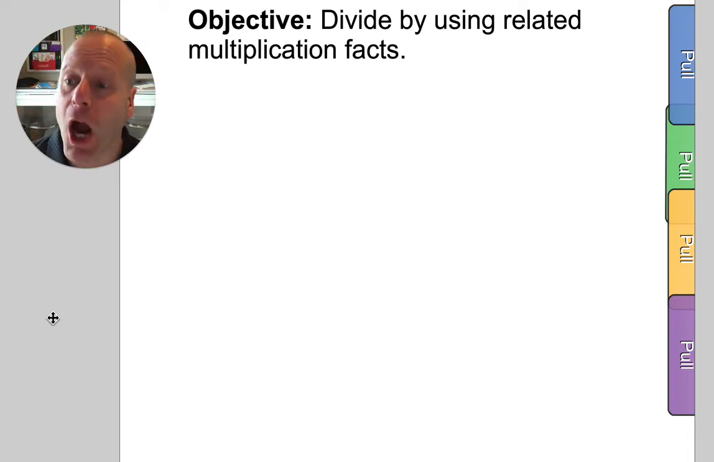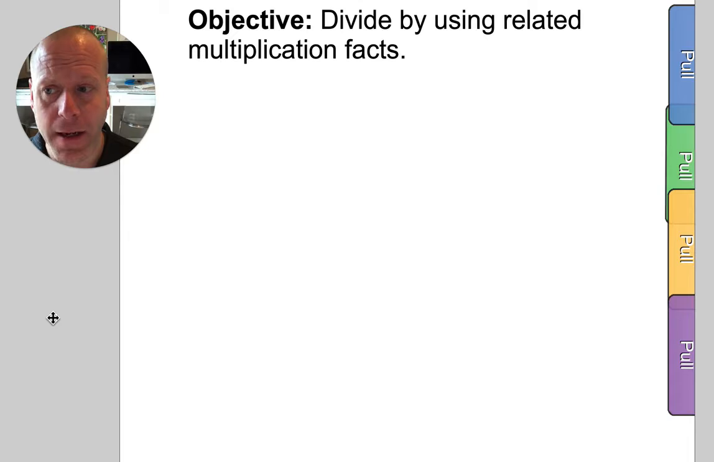Hey everybody, our objective. Now that we've multiplied by 3s and 4s, and back in the day we multiplied by 2s, 5s, and 10s, we know enough multiplication facts to use those facts to divide, which is just the opposite, a related operation to multiplication.